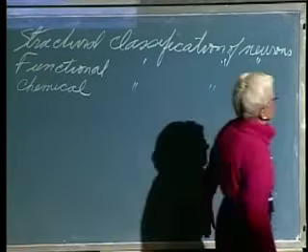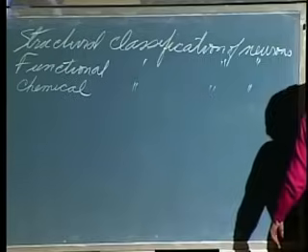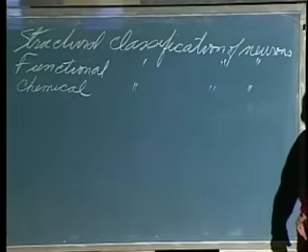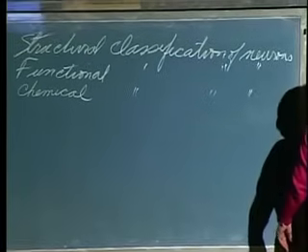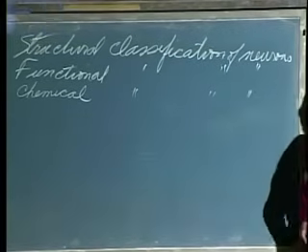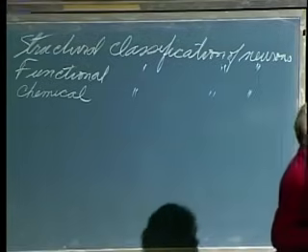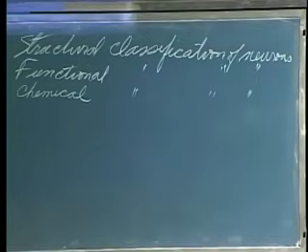We can have unipolar cells, and these you'll find primarily in the embryo. We'll have just a soma and a process.